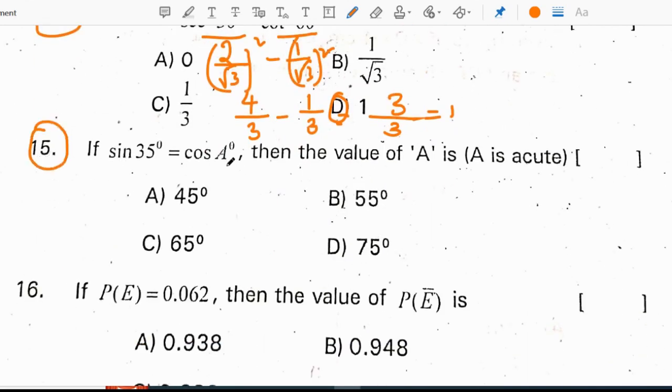15th question, if sin 35 is equal to cos A, then value of A is. Sin 35 can be expressed as sin 90 minus 55. 90 minus 55 value is 35, so we write it this way. Why take 90 minus A? Because of complementary angles.